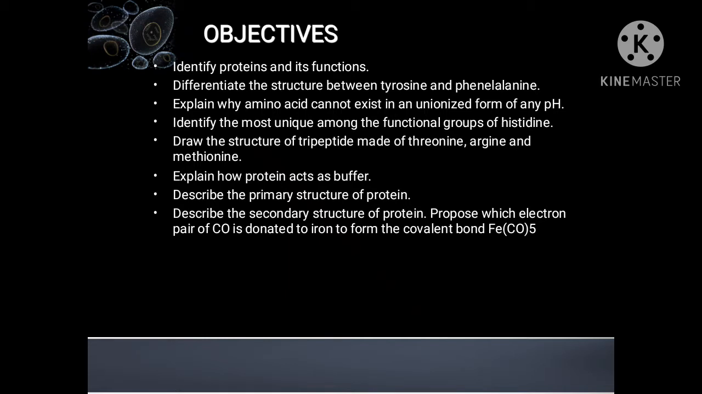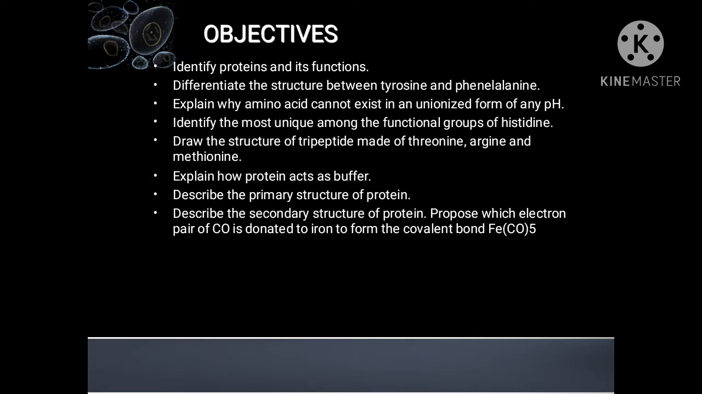First, identify proteins and its functions. Differentiate the structure between tyrosine and phenylalanine. Explain why amino acid cannot exist in an unionized form at any pH. Identify the most unique among the functional groups of histidine. Draw the structure of tripeptide made of threonine, arginine, and methionine.